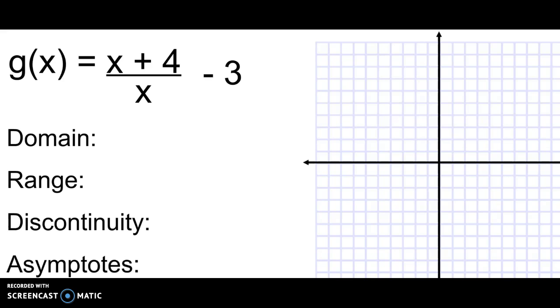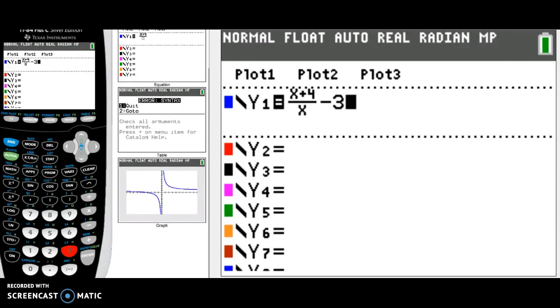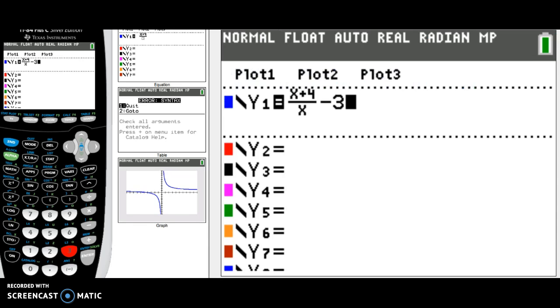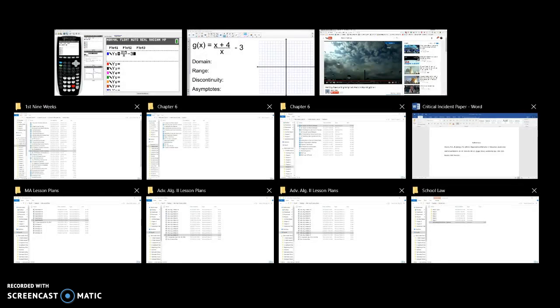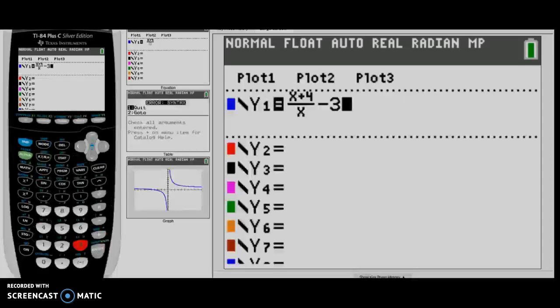So plug that into your calculator real quick. Got this on my calculator. Let me slide it over to get it out of the way. All right, so we can kind of see what the graph is going to look like.